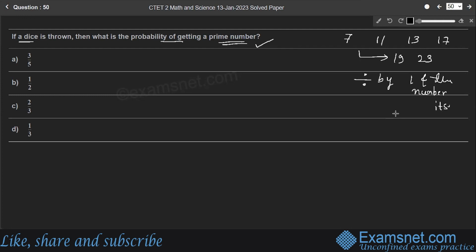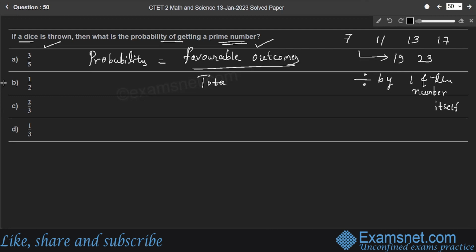So here the question is, when a dice is thrown, what is the probability of getting a prime number? So what is probability, first of all? The formula says, out of total outcomes, how many outcomes are favorable is called probability. So the formula says favorable outcomes, what we need, out of total outcomes, right? So divided by total outcomes.